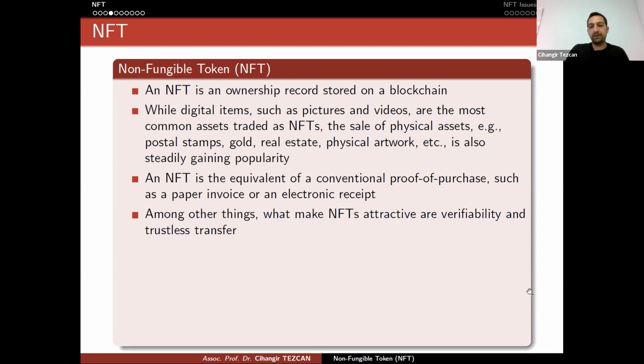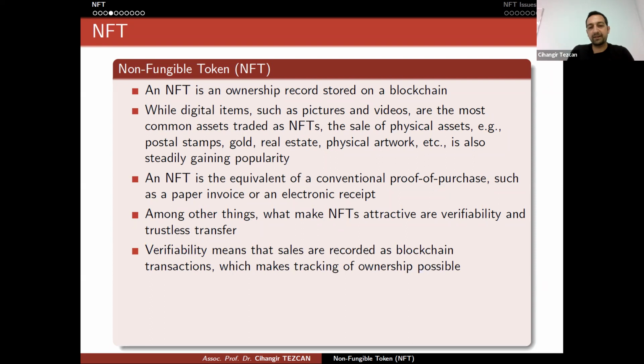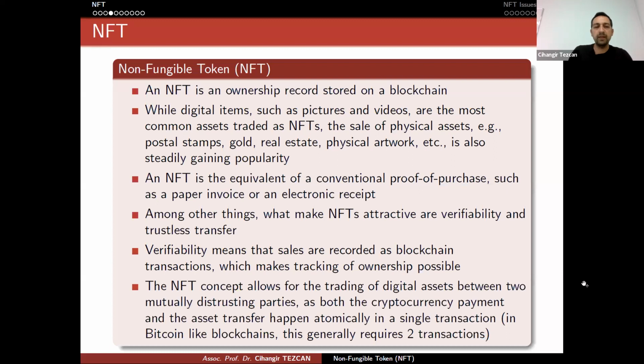Among other things, what makes NFTs attractive are verifiability and trustless transfer. Verifiability means that sales are recorded as blockchain transactions, which makes tracking of ownership possible. The NFT concept allows for the trading of digital assets between two mutually distrusting parties, as both the cryptocurrency payment and the asset transfer happen atomically in a single transaction. This is what I also mentioned. In Ethereum and similar blockchains, in a single transaction with a smart contract, you can change the ownership of the token, the NFT, and also transfer the money between them.